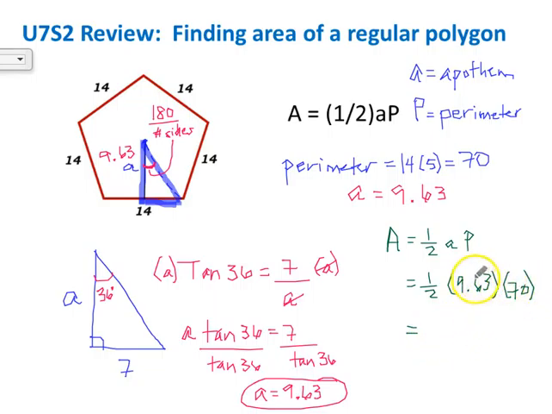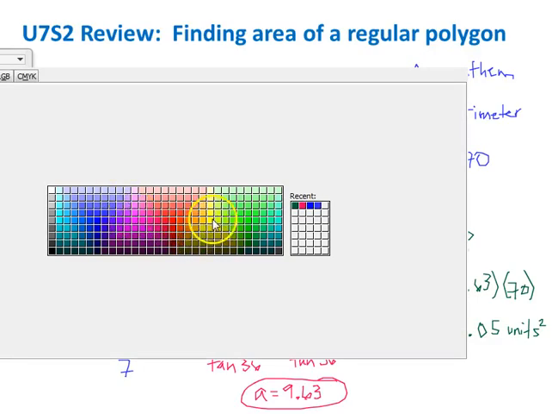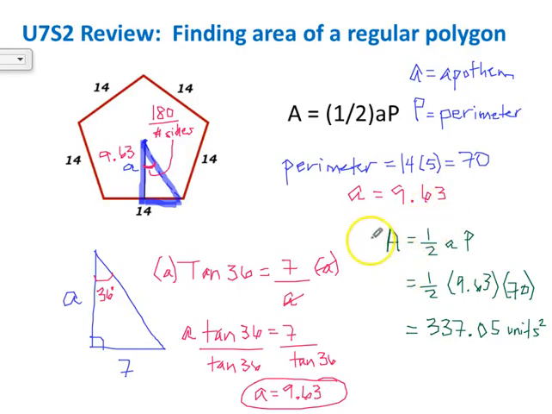So I typed 70 times 9.63, and I got that product, and then I'm going to divide that by 2. When I did that, I got 337.05, to 2 decimal places. And units squared. Since it didn't say what units we were working with, I'm going to put units squared. So that is the final answer.